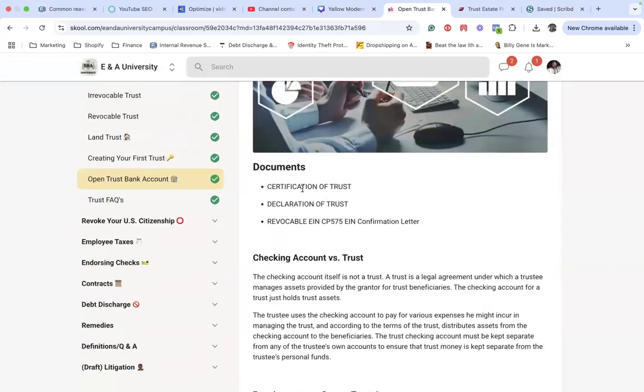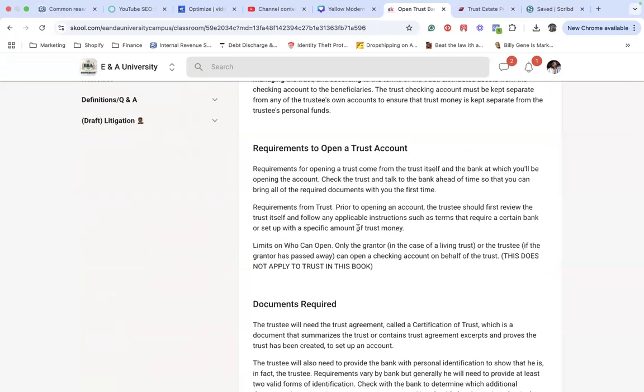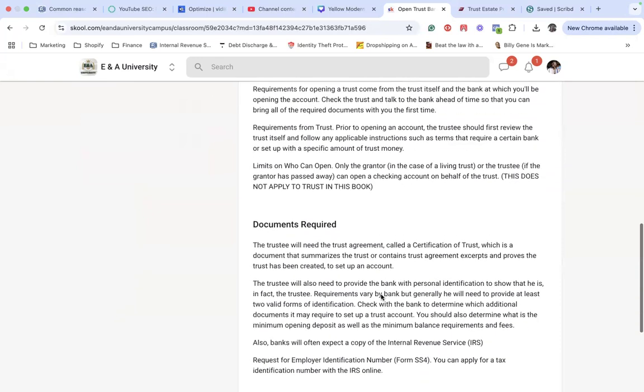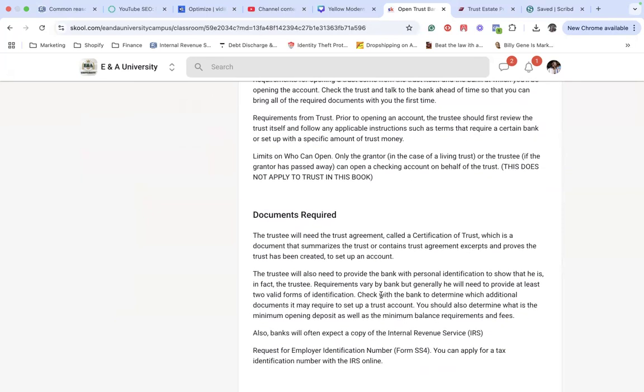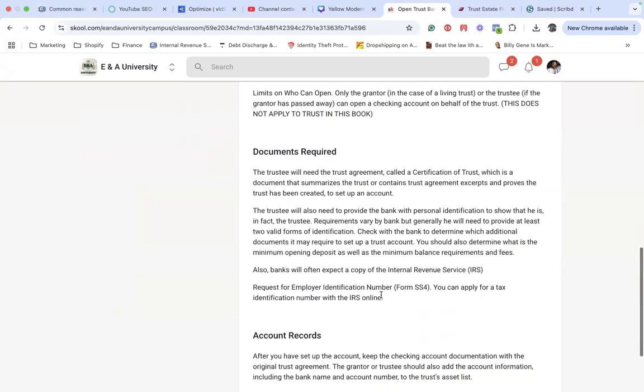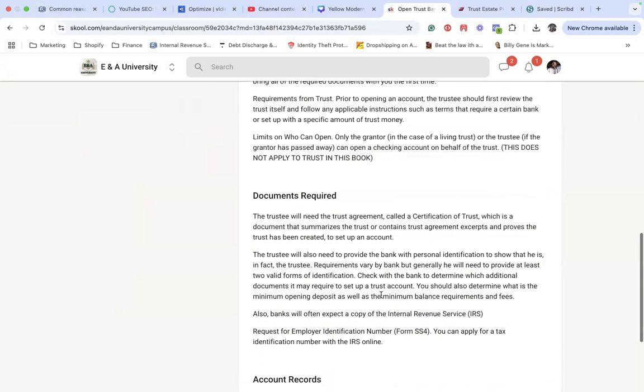Once you've created the trust, you can follow up by creating a bank account, a private bank account. When you create the private bank account, it's super private. I cover all of this stuff. In this particular case, you're going to need Social Security 4, which is a very specific form.